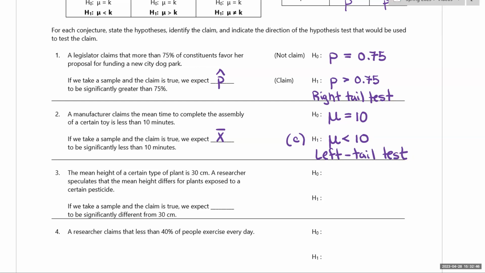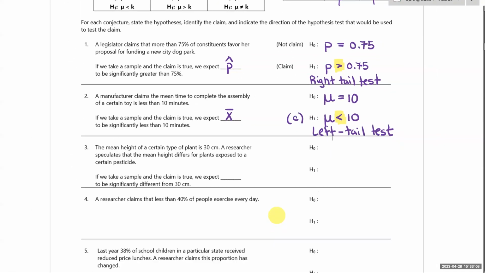So hopefully it's going to be a very logical process. I'm going to do a little highlighting here. If the claim is that a parameter is bigger than a number, it's a right tail test. If the claim is that a parameter is less than a number, then that's a left tail test. All right, one other possibility. So let's do the third one here.